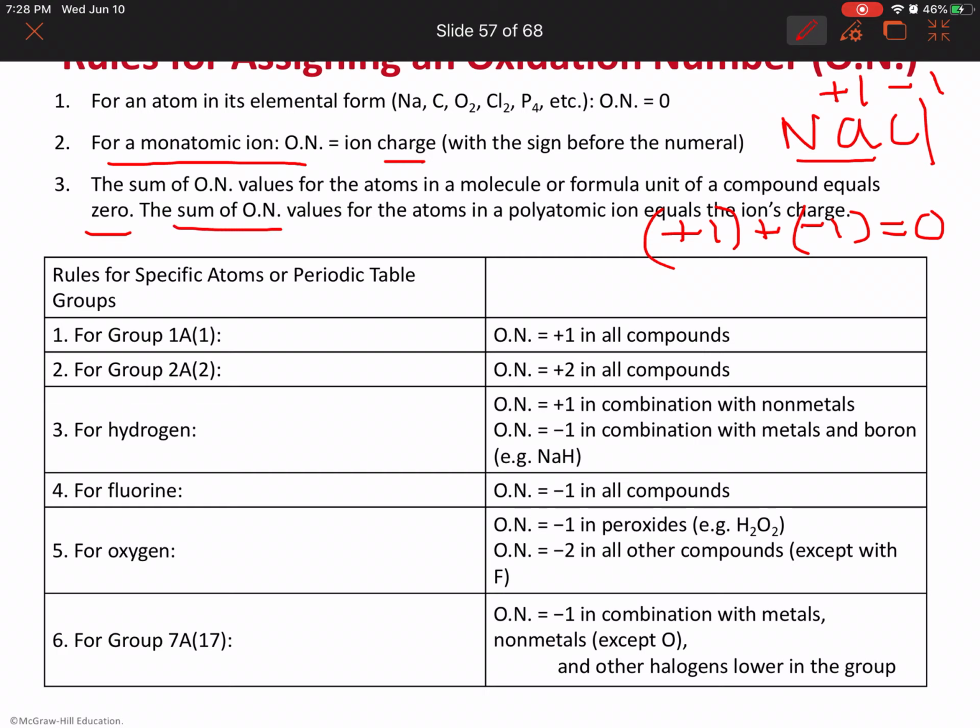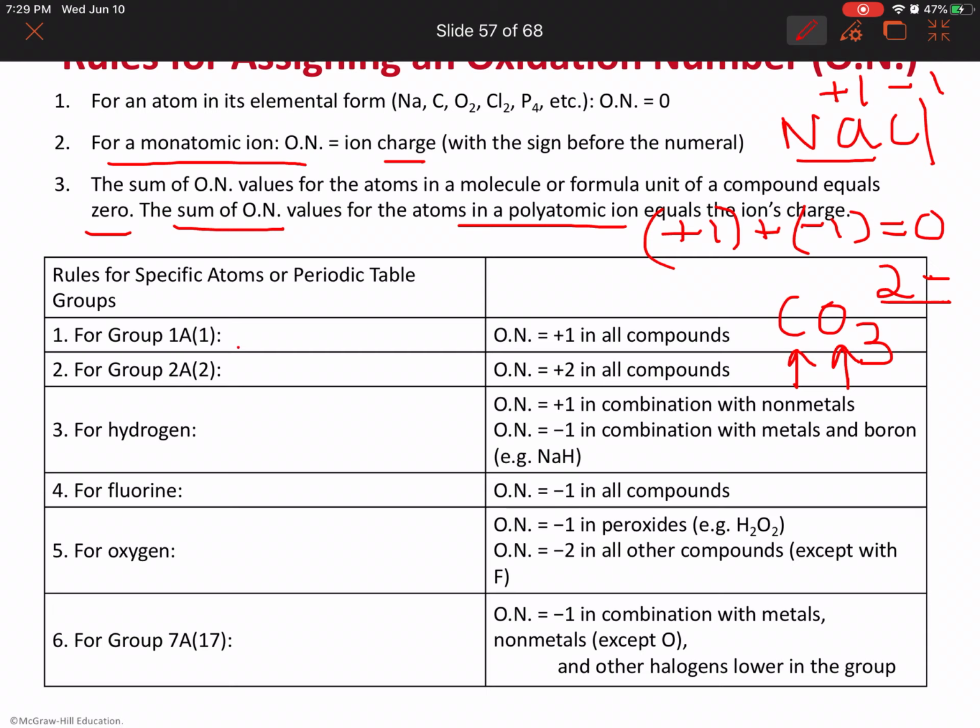And then the sum of oxidation number values for the atoms in a polyatomic ion equals the ion's charge. For example, carbonate, CO3, is -2. It has the charge of the polyatomic ion. When you add the oxidation numbers for carbon and oxygen together, it should equal -2. Let's do some examples and you'll understand it more. And some more rules for specific atoms or periodic table groups.